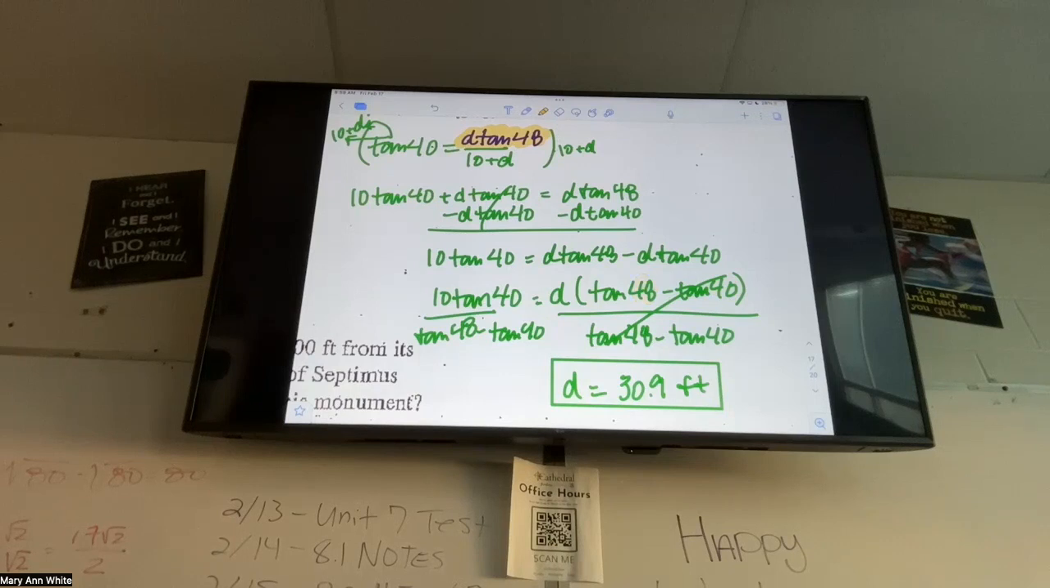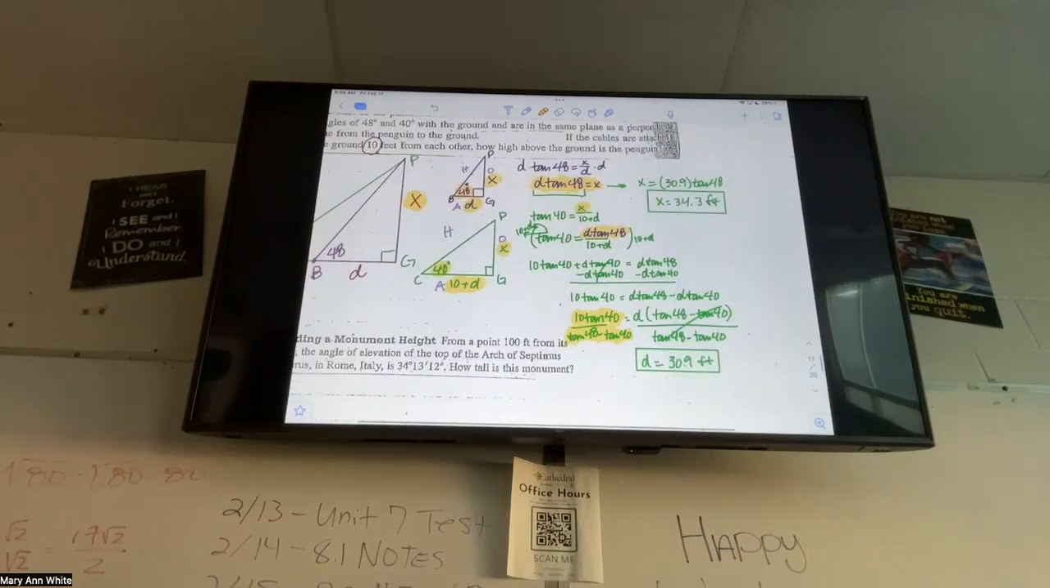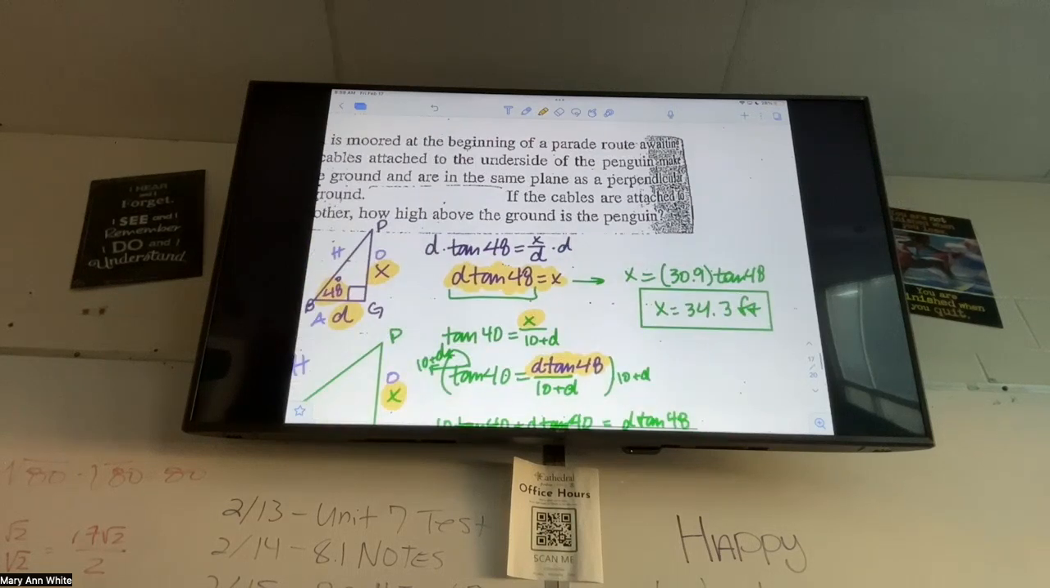So then when I went to the calculator, I physically typed 10 tan 40 divided by tan 48 minus tan 40. And I got D was 30.9. Then I plugged that 30.9 in for my D up at the top. So instead of saying D times tan 48, I now have 30.9 times tan 48. And then you can plug that into the calculator.